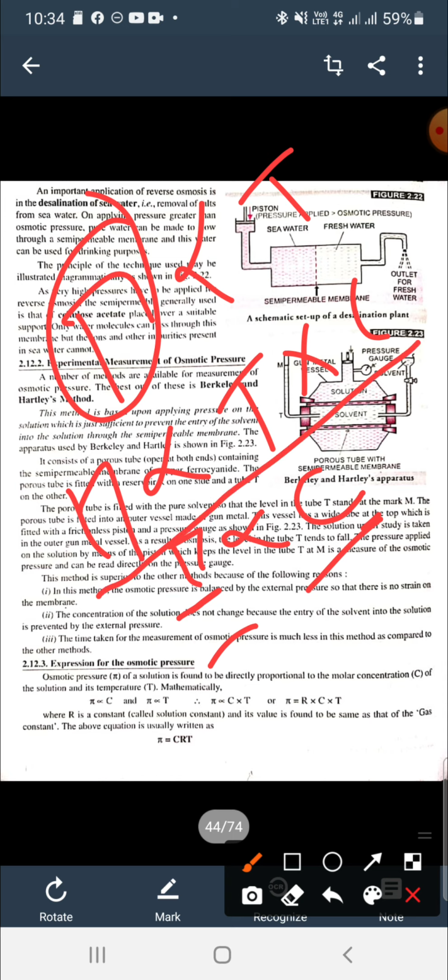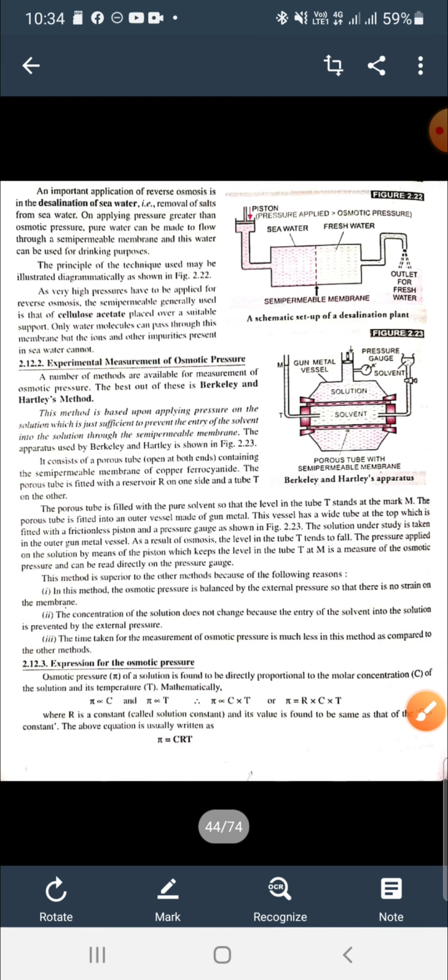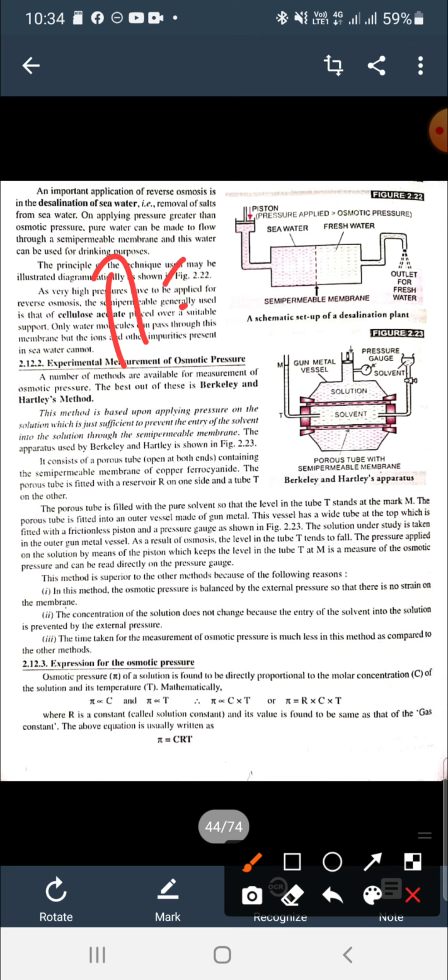And as we remove the proportionality sign, we get pi equal to CRT, where R is the gas constant. So pi is equal to CRT.